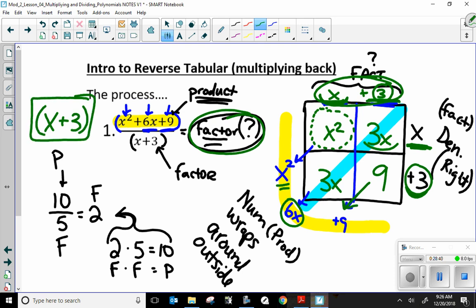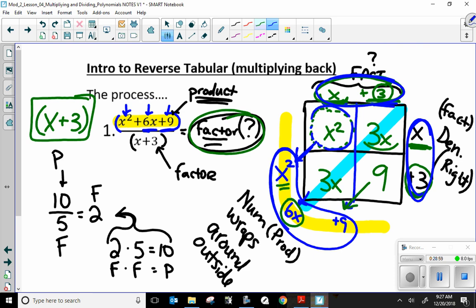We literally reverse the process. Let me go over this one more time. We know the factor, or excuse me, we know the product here. We know one of the factors. We're trying to get our second factor, okay? So I always start top left because whatever term is out here, that's what it came from. I figure out what multiplies, okay? And then I multiply here again, and I add.